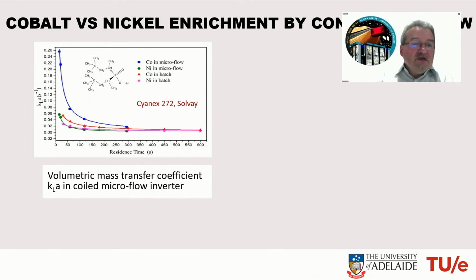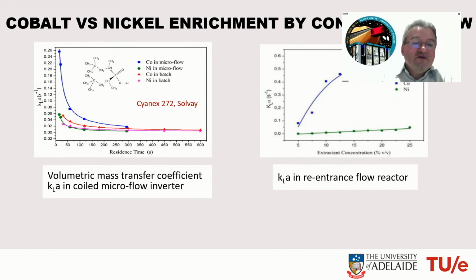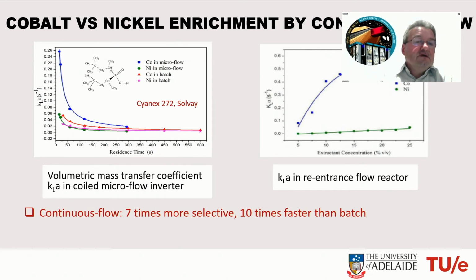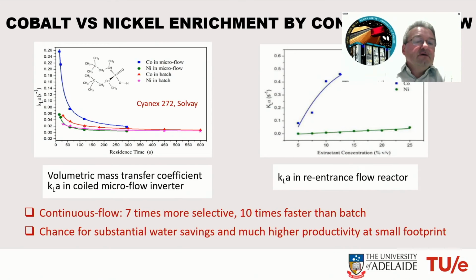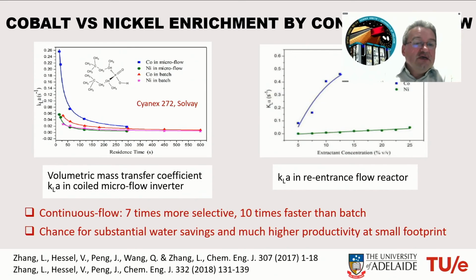We use an extractant, an industrial extractant, which is used in the mining industry, which is shown over here. And here we show the kLa mass transfer coefficient. So we can conclude that continuous flow is 7 times better, 7 times more selective, sorry, and 10 times faster than batch technology. And we have a chance for water savings. That was what I initially told you. And these are the publications.